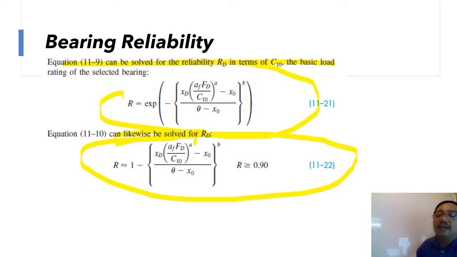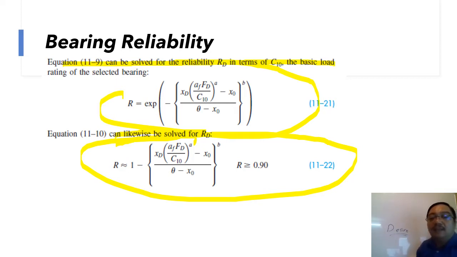Okay, remember the term D here stands for desire. That is what we want. Let's say I want the bearing to support the load of 1000 Newton. You want the bearing to support 2000 Newton. This is what you desired.